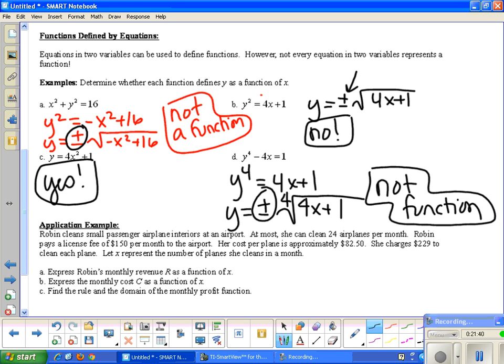Do you have any y's to an even power? We're going to have to take the square root and have two output values. And of course, you can always graph it on your calculator and look to see, does it pass the vertical line test? Let's just really quickly graph the first one.